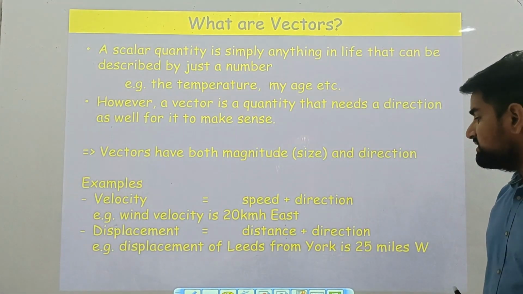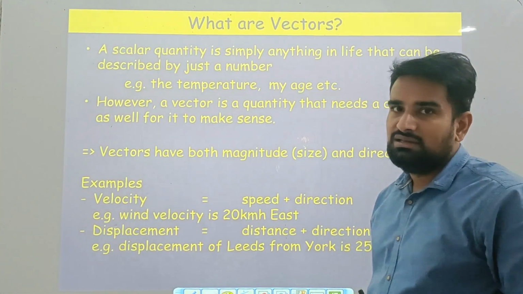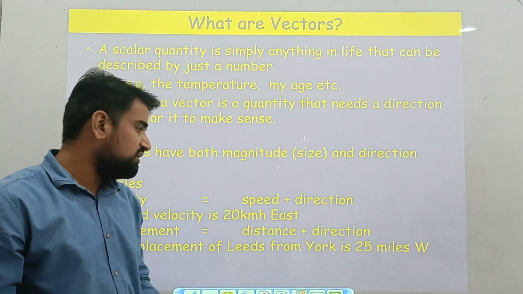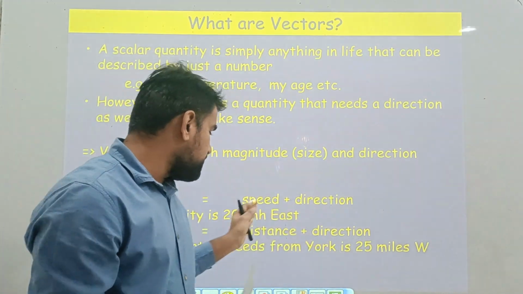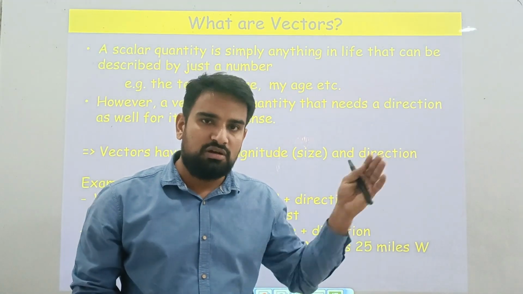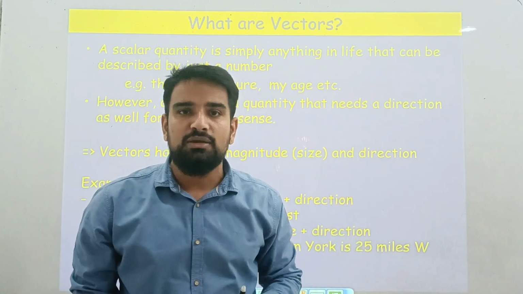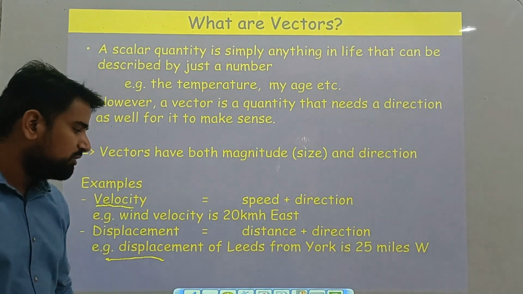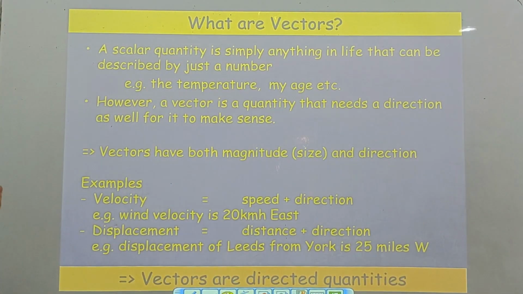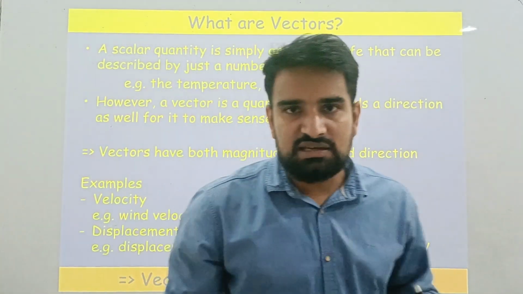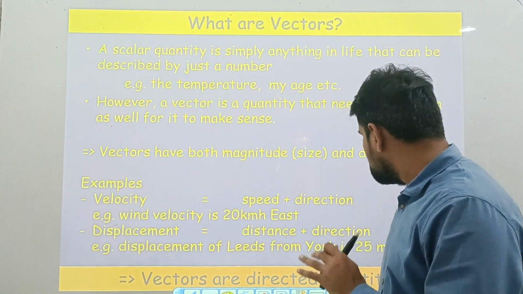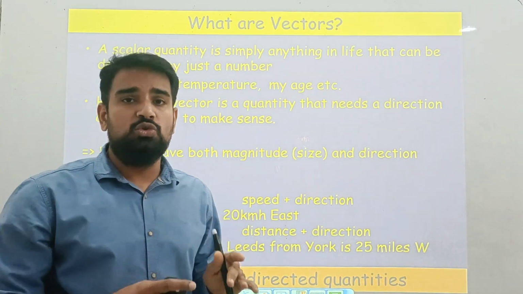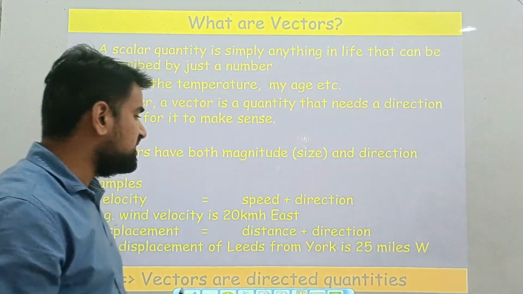Example: the displacement of York from Leeds is 25 miles east, so that means it is in that direction from Leeds. It's basically 25 miles in a direction, so it is also a vector quantity. Displacement is a vector quantity, and velocity is also a vector quantity. Now, velocities are directed quantities. So the final conclusion is that they always need some sort of direction to make sense or to define them.